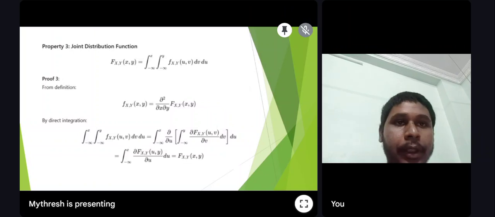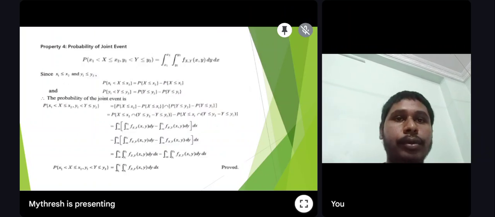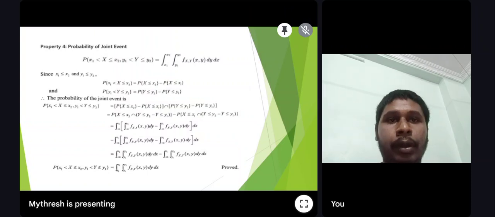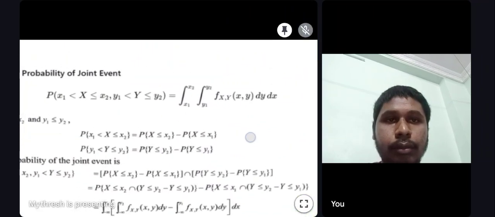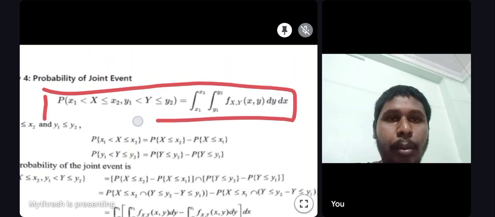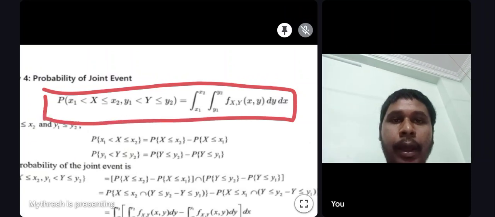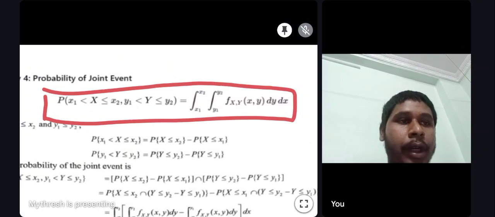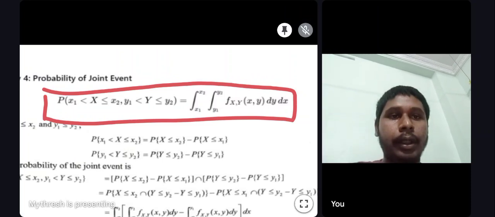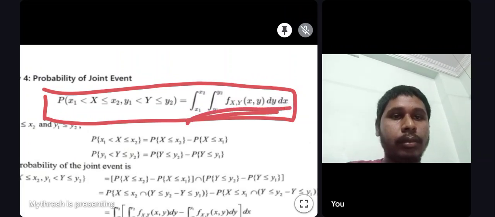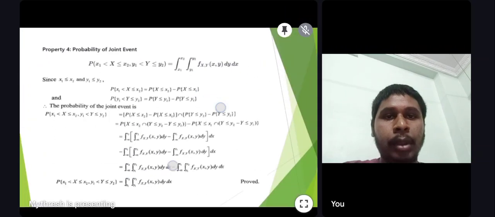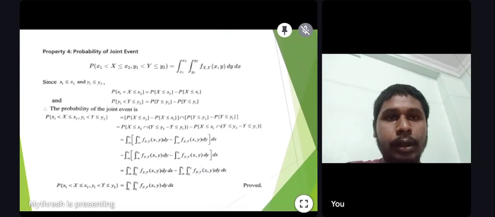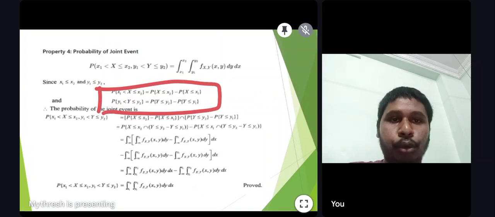So let us go to the next property, the probability of a joint event. What is the probability of a joint event? Here we are given the probability that the random variable x is between x1 and x2, with the same conditions for the random variable y. If we integrate over the given intervals, we will get this. We have to prove this, and there are also some other conditions like this. So let us see the proof.